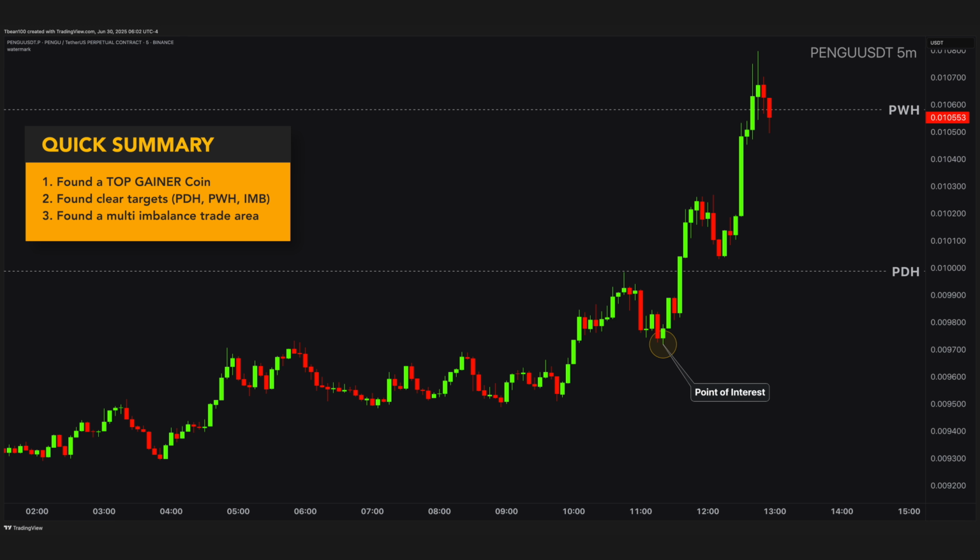First, you found yourself a top gainer coin. Again, this is not a random choice. There is a logic behind choosing this coin. Second, you found clear targets above like daily, weekly imbalances, liquidity points, institutional levels to hunt. Third, you found yourself a trade area with possible multi-level imbalances.